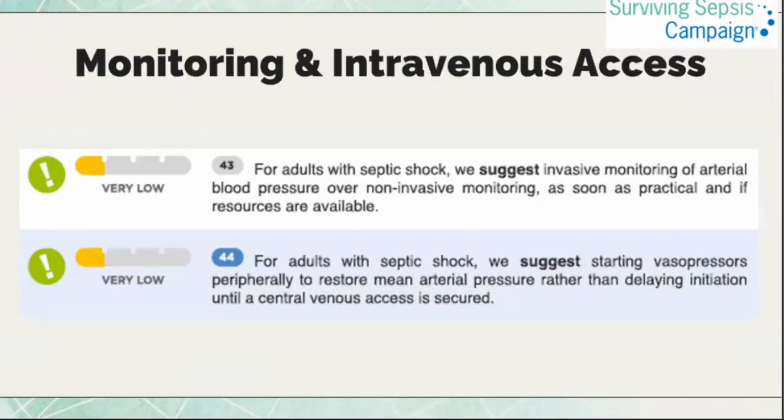For adults with septic shock, we suggest invasive monitoring of arterial BP over non-invasive monitoring as soon as practical and if resources are available. And for adults with septic shock, we suggest starting vasopressors peripherally to restore MAP rather than delaying initiation until the central venous access is secure.